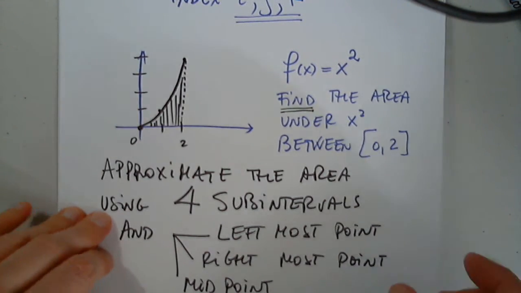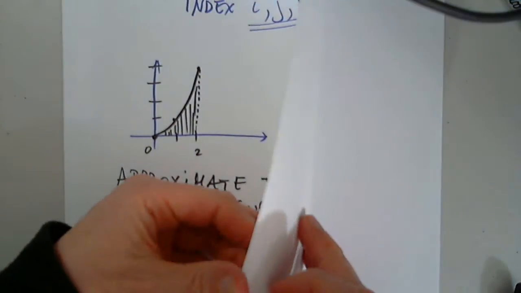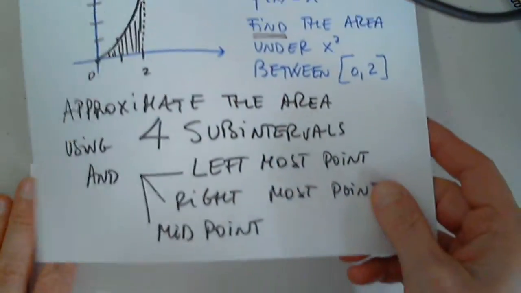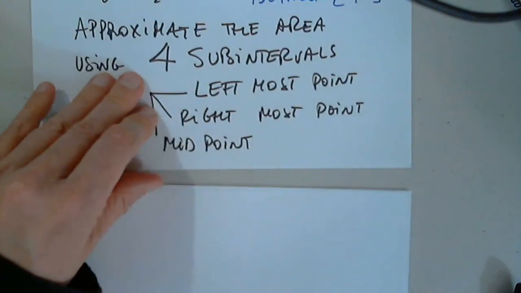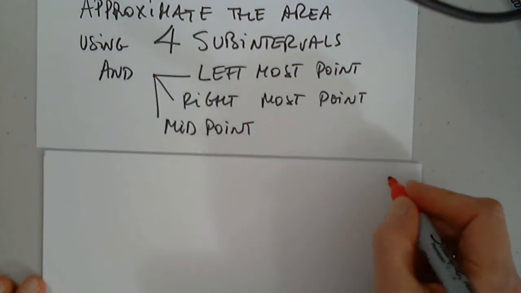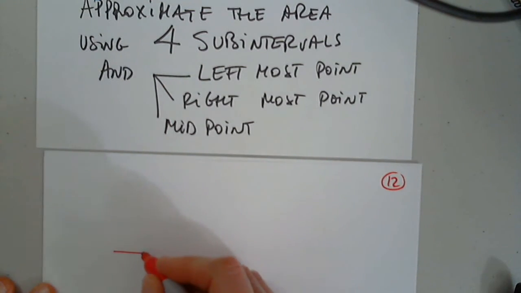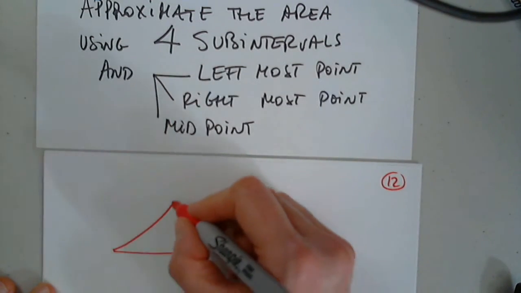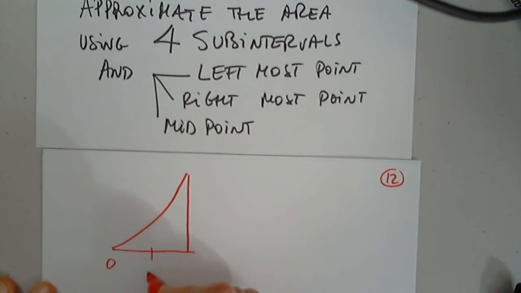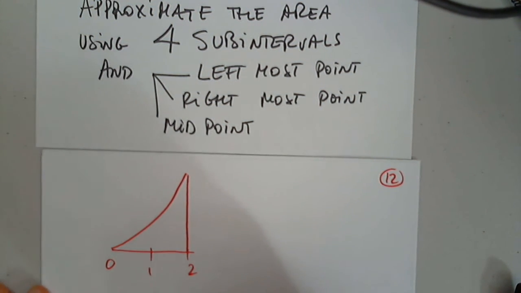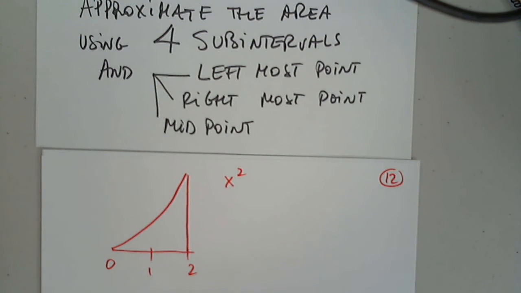so I'm going to graph that 3 times. For now, I'm going to enlarge it. So this is the area in question. This is 0, this is 1, this is 2. The function is still x squared. I want 4 subintervals, and I want the leftmost point.